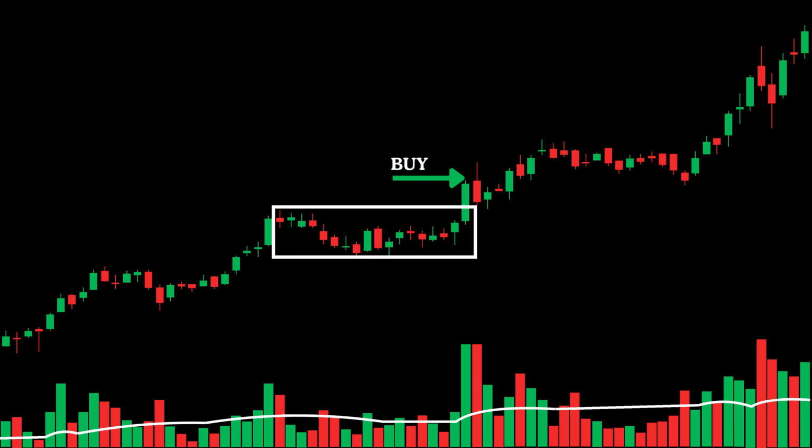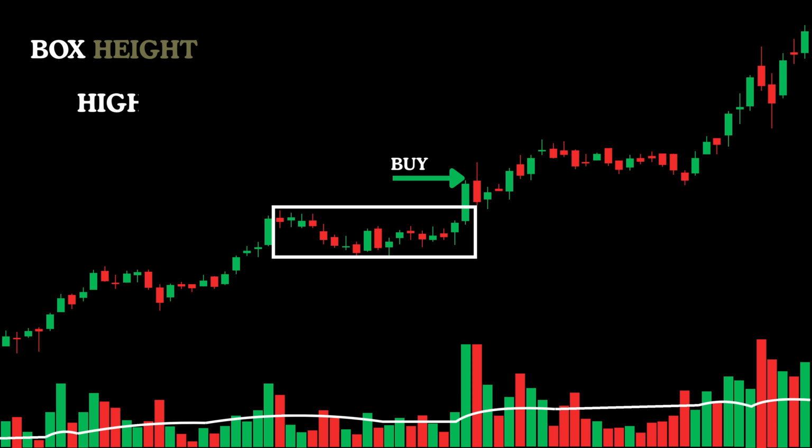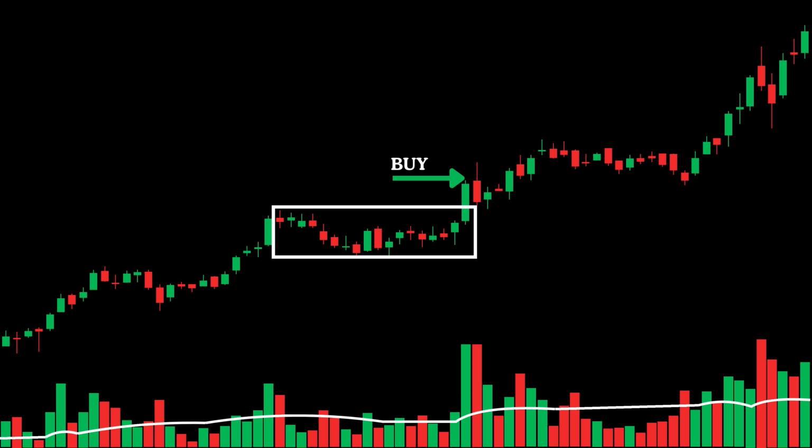If we follow the basic traditional method, our stop loss will be at the lower boundary of the box. But in many cases, that stop loss becomes very large, and to make the position successful, we would need a higher target, which is difficult in most situations. So instead, we should place the stop loss at 40 to 60% of the box height. If the box is tall, the stop loss should be closer to 40%, and if the box is tight, we can keep the stop loss near 60%. Always remember, my friends, stop loss placement requires advanced risk management understanding.